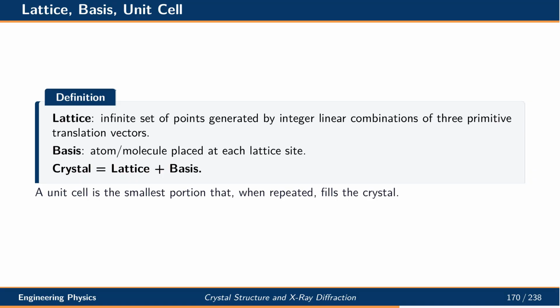A lattice is an infinite array of points generated by integer combinations of three primitive translation vectors. A basis is the group of atoms or molecules placed at every lattice site. A crystal is the combination of a lattice and a basis. A unit cell is the smallest portion of the crystal that, when repeated by translation, fills the entire structure. This simple framework lets us describe any crystal.